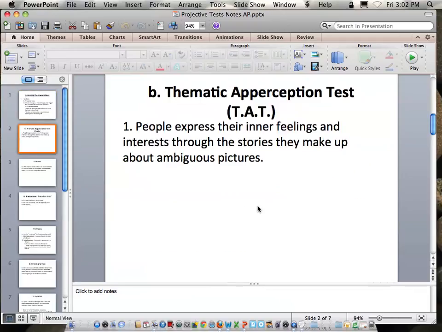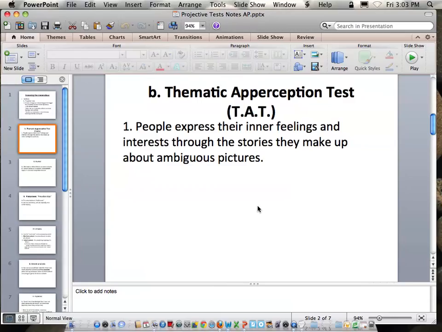The second type of projective test is a thematic apperception test, or a TAT. This is where people express their inner feelings and interests through the stories that they make up about ambiguous pictures. So in the thematic apperception test, you show somebody a picture and they tell a story. I see two people walking through the woods towards a house. I think it's their house. They're going to go have a nice dinner. Maybe it's their anniversary. And you go on and on and on about making up this story about this picture.